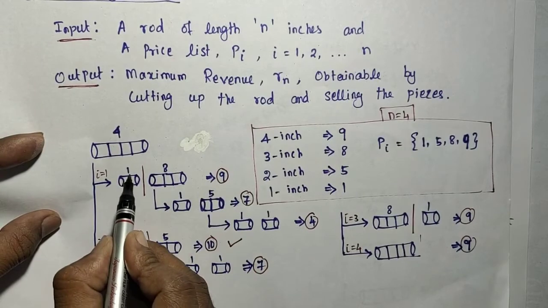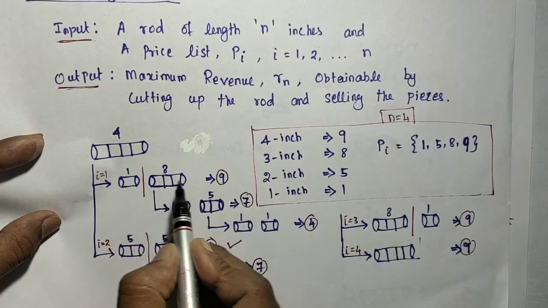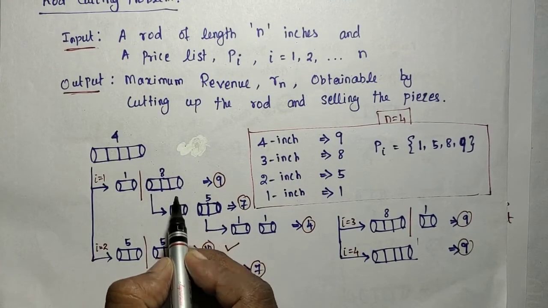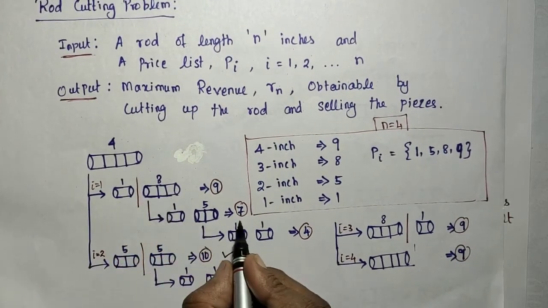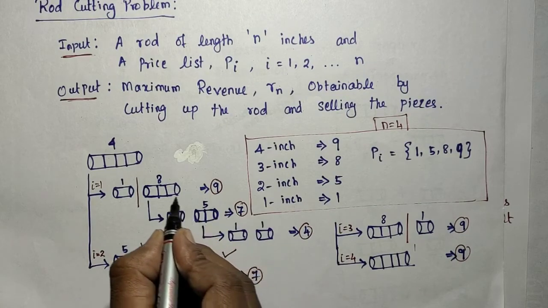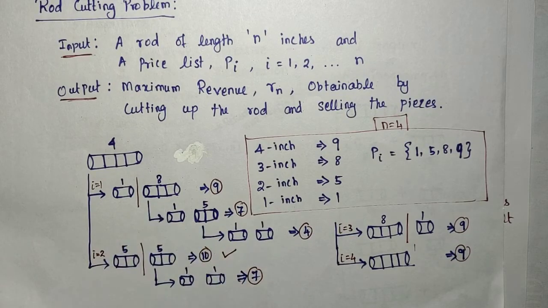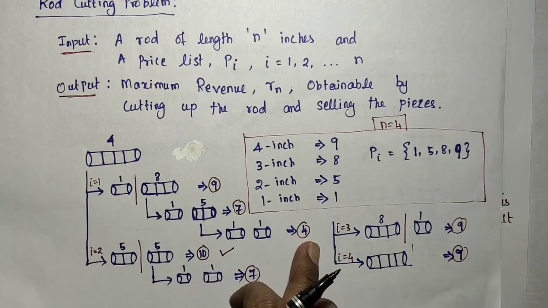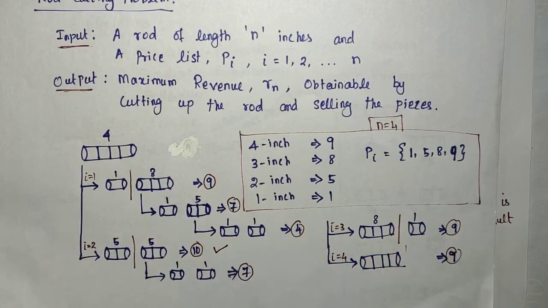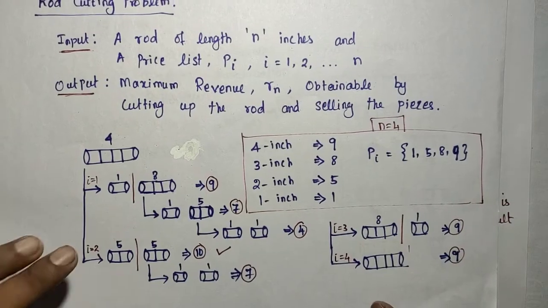So 9 plus the 8. Here this is the 8, the 3 inch rod price, this is 7, and then 4. These 3 will be determined. Among the 3 the maximum is 8. So 8 plus 1, 9, like that we will get the maximum revenue.